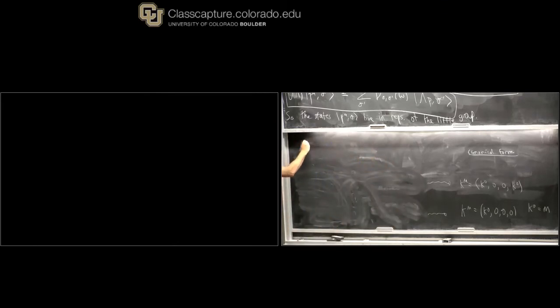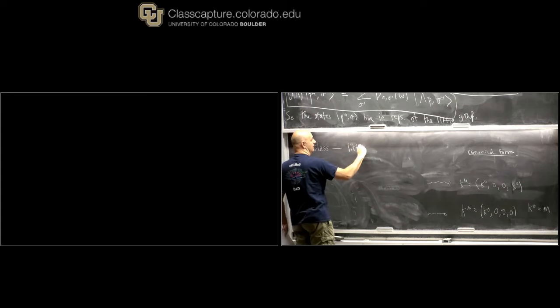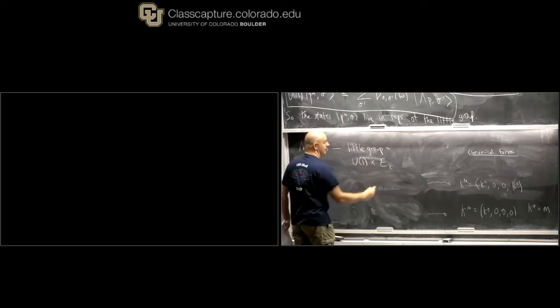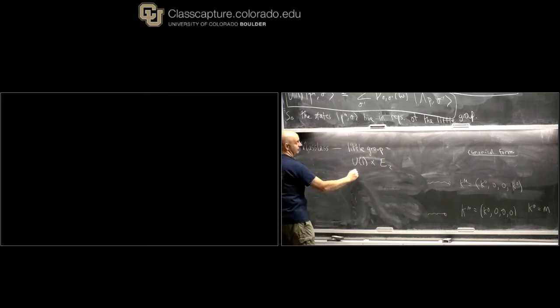Now for massless particles, the little group is equal to U1 times E2, where U1 is rotations around K. Again, if we're using the reference where K is a null vector pointing along the z-axis, then this U1 would correspond to rotations around the z-axis. Cross with the Euclidean group in 2 dimensions, because, again, referring to that example, you can do arbitrary rotations or translations in the xy directions.